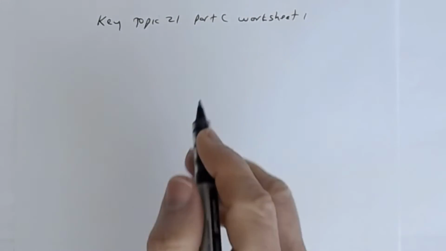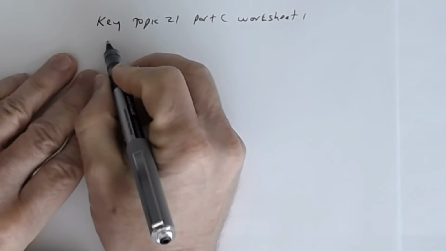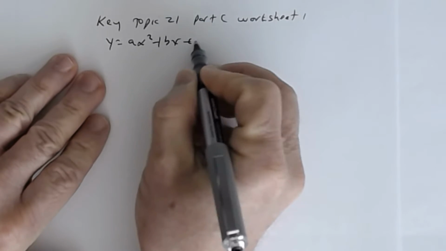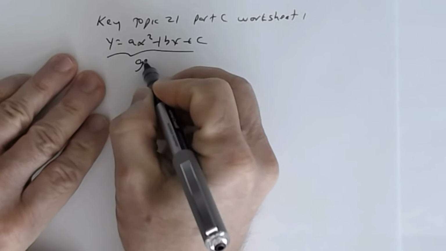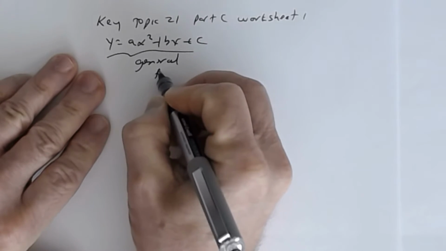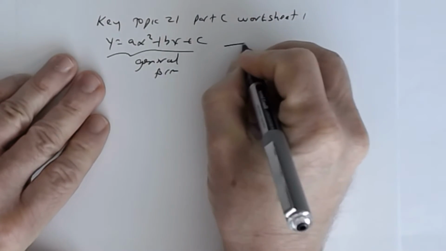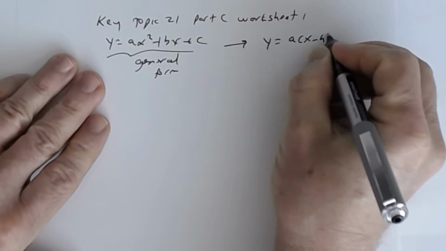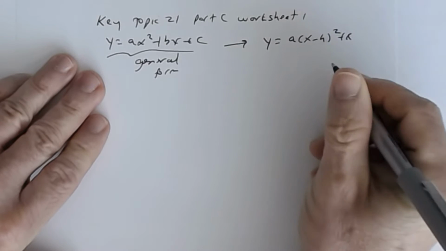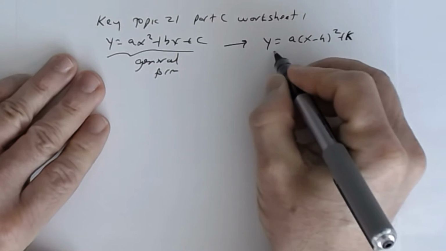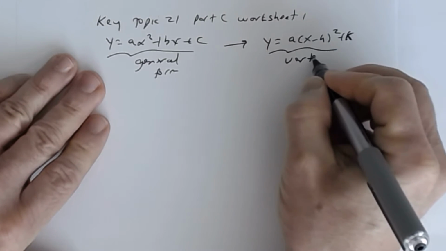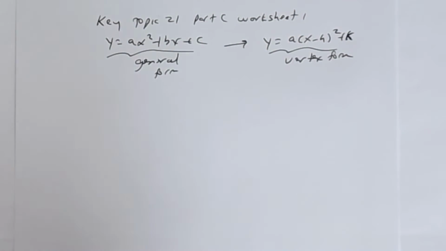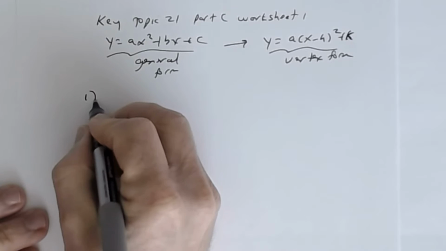So remember, vertex form is this. So first of all, y equals ax squared plus bx plus c. That is general form, right? And you want to rewrite this in vertex form. So we're going to write it as a times x minus h squared plus k. So that is vertex form. All right, and we're going to do that by completing the square. So that's part 1. So let's get number 1.